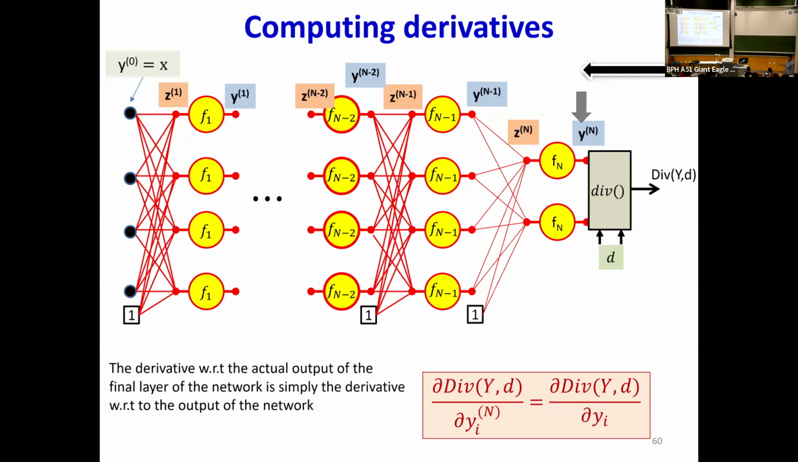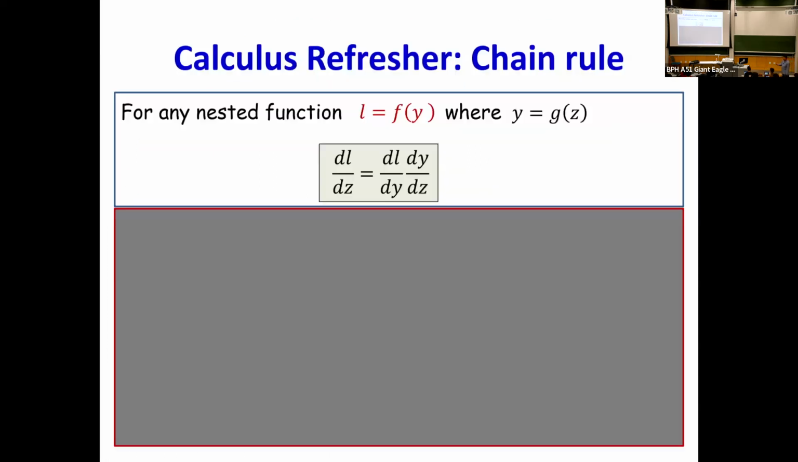Now, I want to take a step back, right? If I take a step back, how would I chain it? I'm going to use the chain rule. If I have L equals f of y, where y equals g of z, then the derivative of L with respect to z is the derivative of L with respect to y times the derivative of y with respect to z. Here, what are the equivalents in our network?